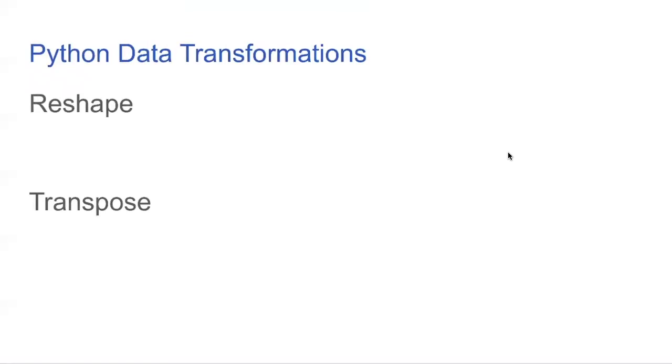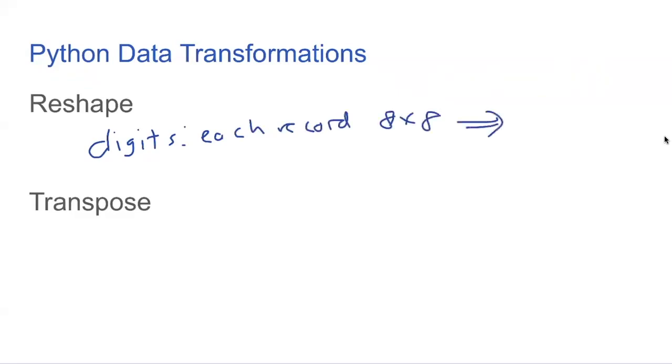You should be aware of a couple of quick data transformations. Reshape, you've used this in NumPy. It shows up in a lot of the scikit-learn library examples, where you just have to reshape a matrix so that it works better with the function you're trying to use. For example, with the digits data set, each record is 8 by 8, but we want to transform it to a 64 entry vector.